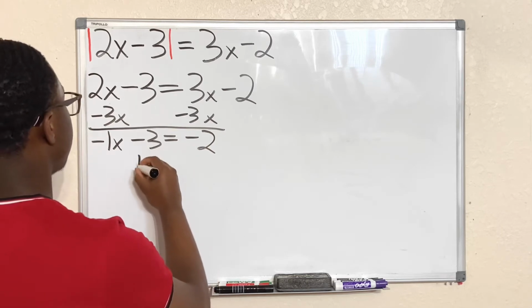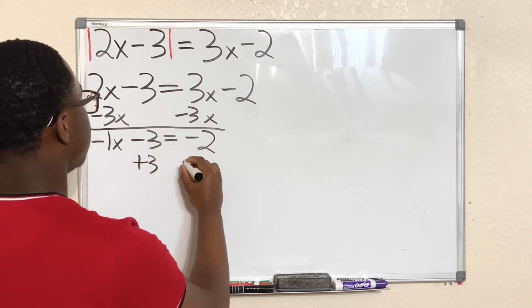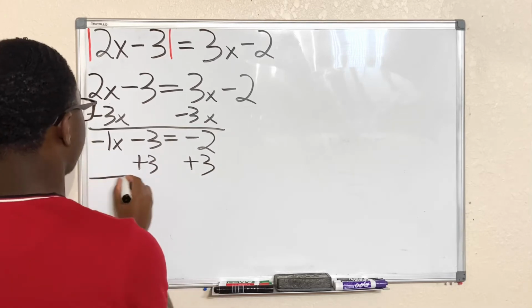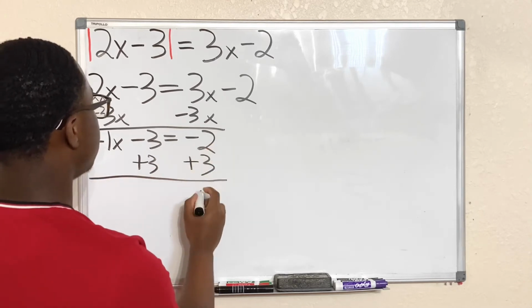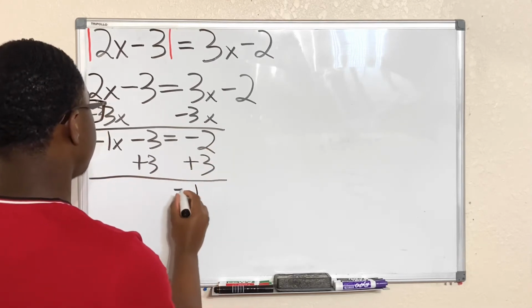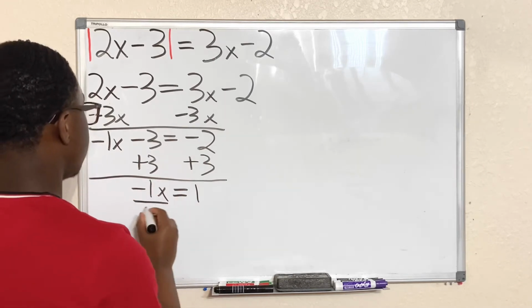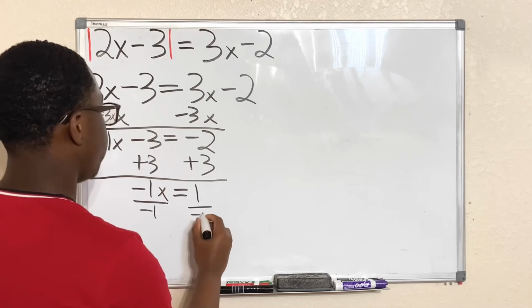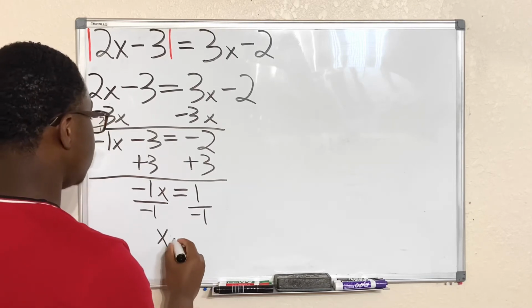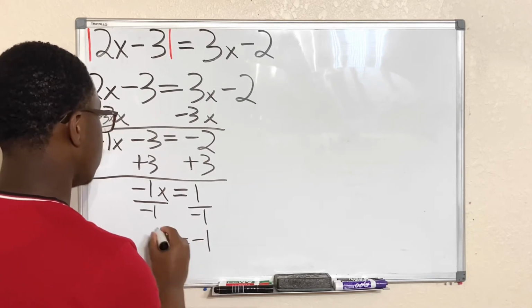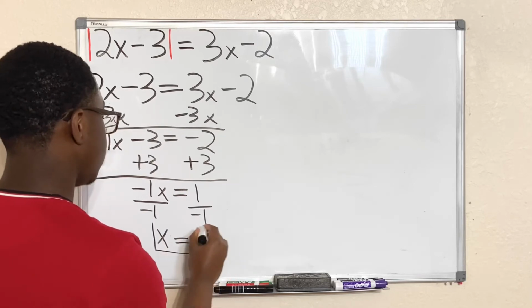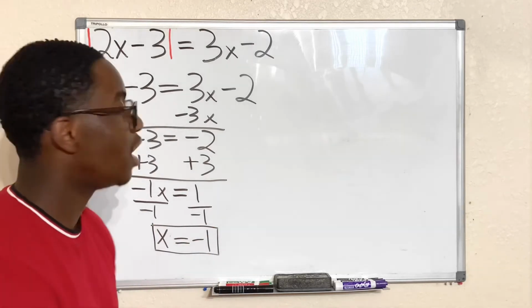Let's start here. So we're going to add 3 to both sides. This negative 2 becomes positive 1, which is equal to negative 1x. Now divide both sides by negative 1, and you get x is equal to negative 1. So x is equal to negative 1.